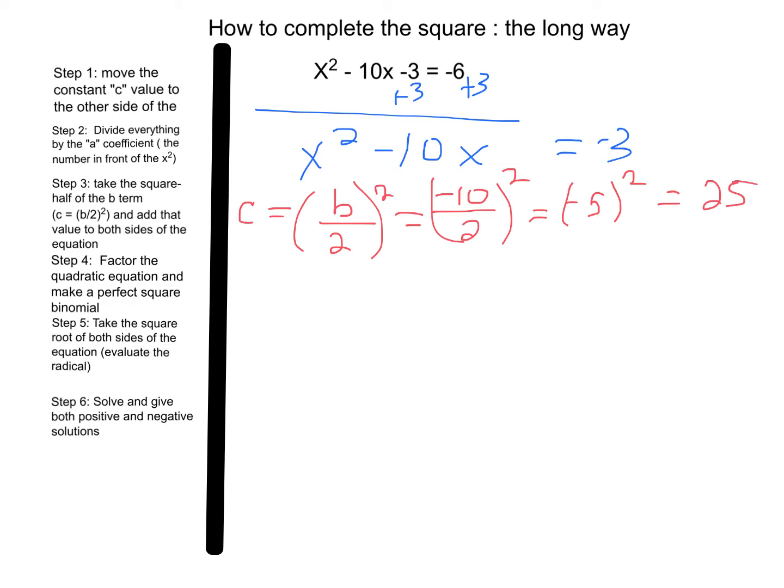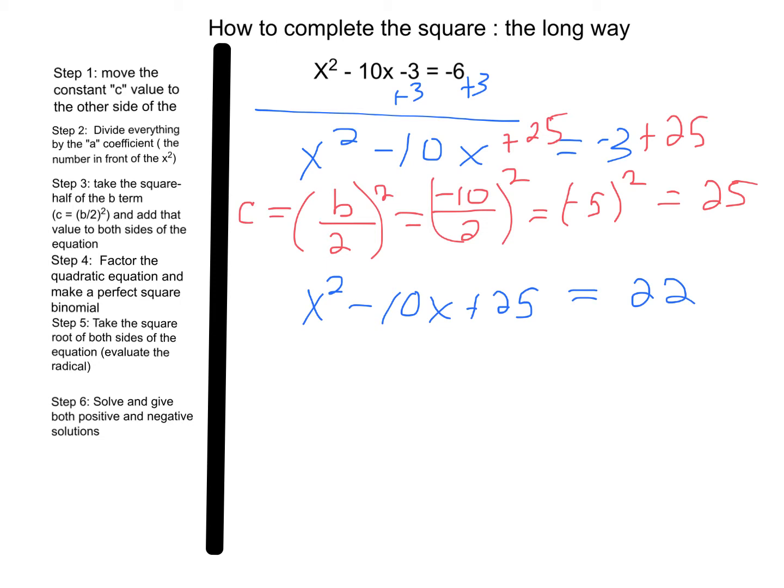Okay, so I'm going to add 25 here to my c value. I'm going to also add it to the other side because you have to keep the equation in balance. Alright, so my new equation reads x squared minus 10x plus 25 is now equal to 22.